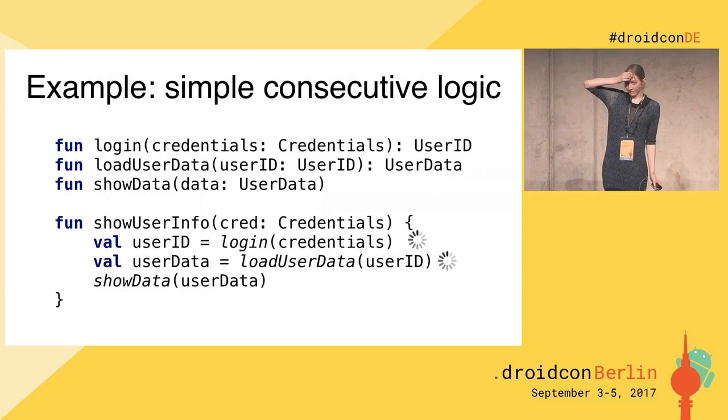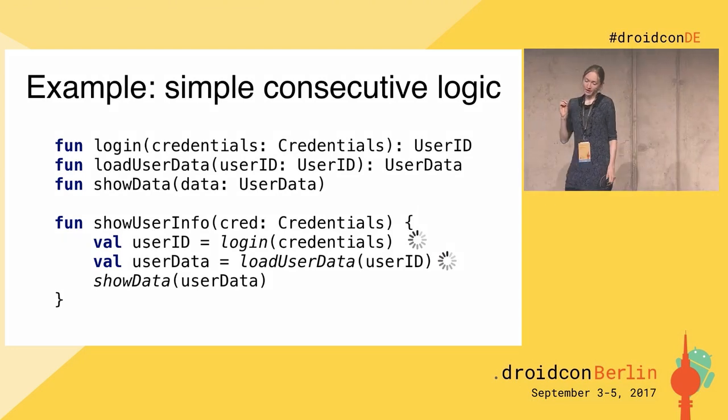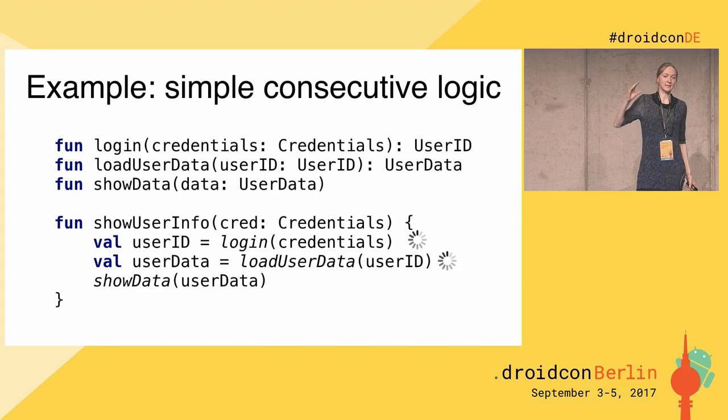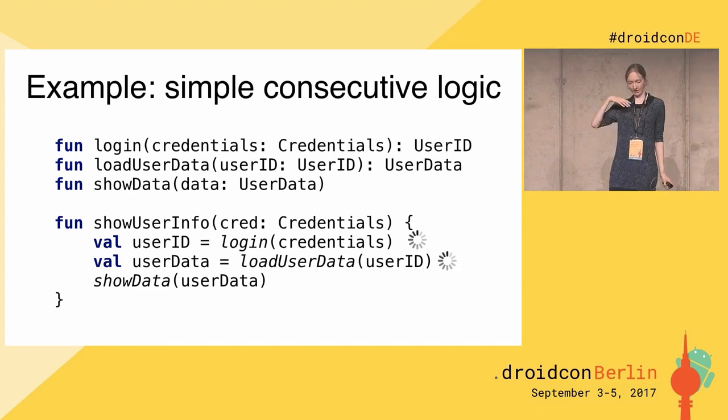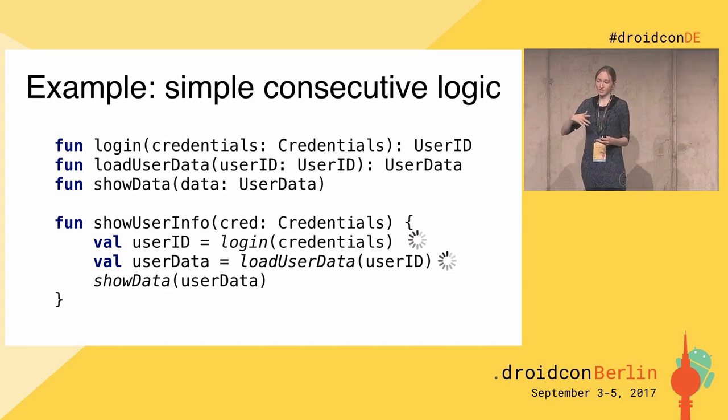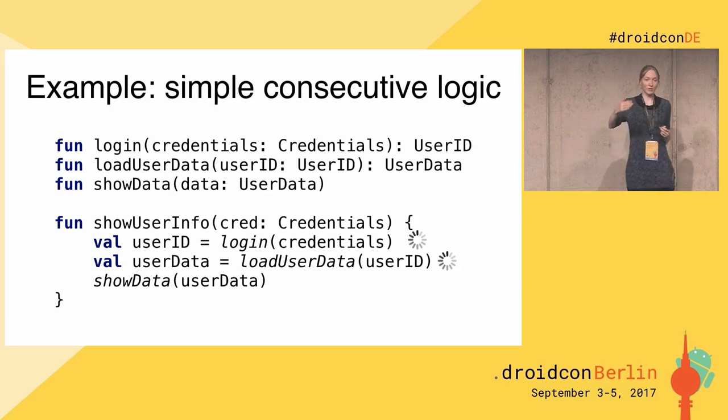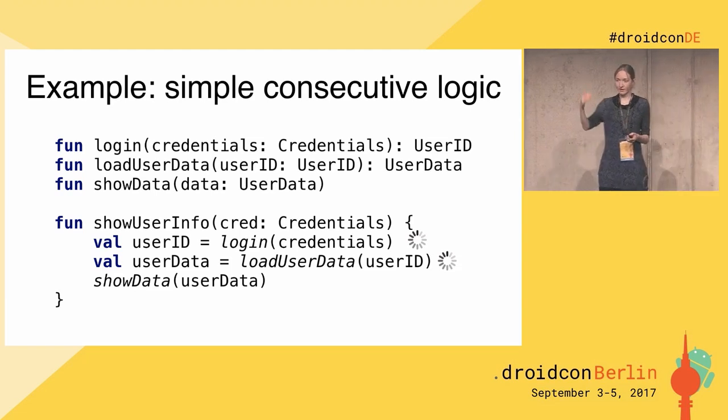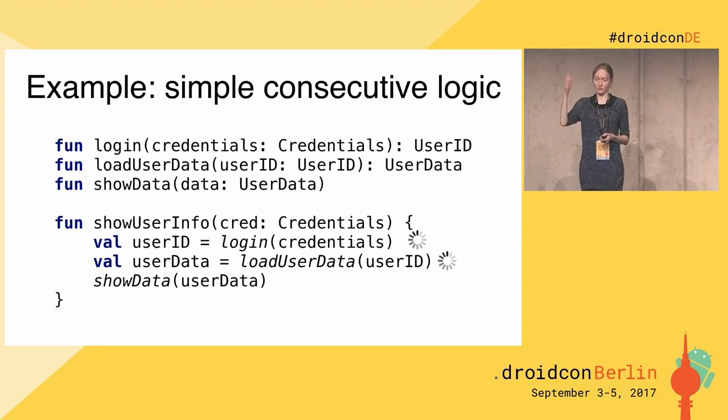Let's look at a new example. This example represents simple consecutive logic. Say we have 3 operations: we can log in, just load some user identifier, then as a separate operation load user data, and as the last operation show this data. When you write this code in a straightforward manner, first get user ID, then get user data, and at last show data, you have 2 points where your computation can be blocked, if you do it with threads, something that can take time.